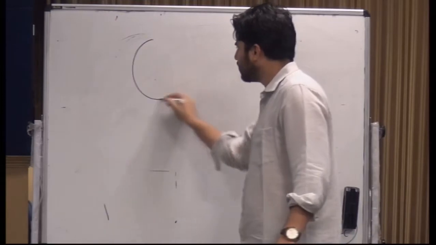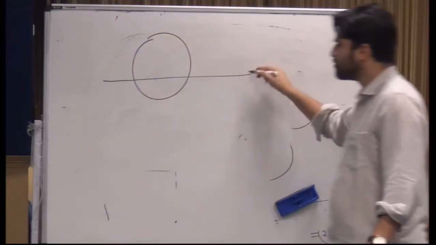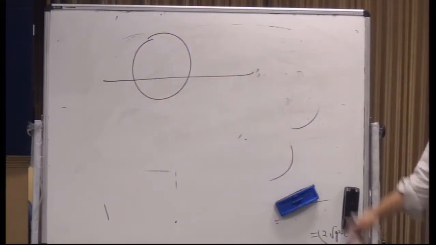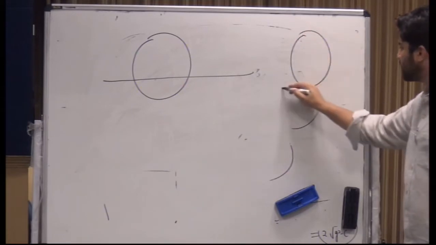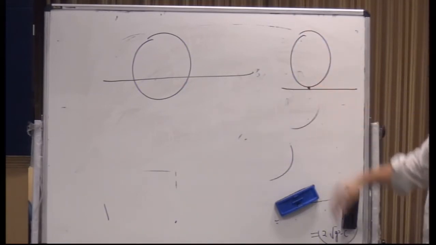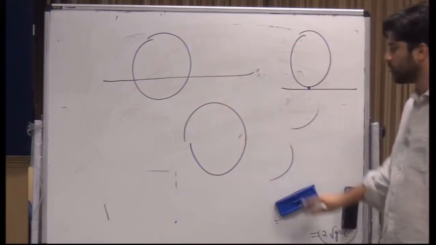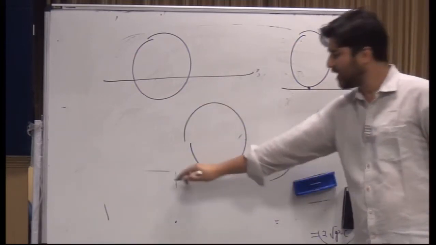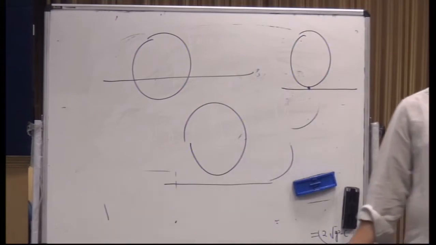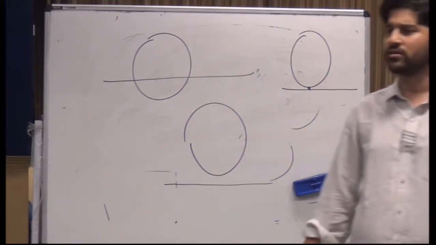This is your circle. This means the line is cutting the circle at 2 points. This means the line is touching the circle at 1 point. What should be the third case? The line is outside the circle. This is the third case.